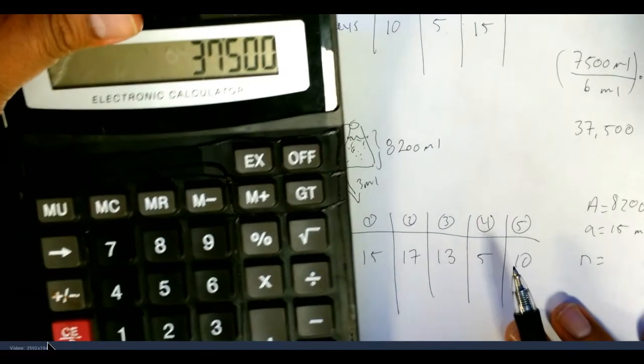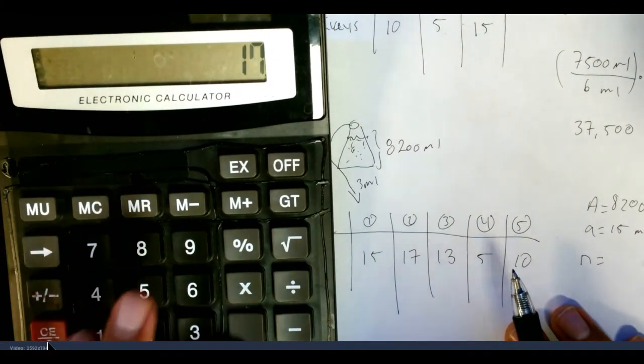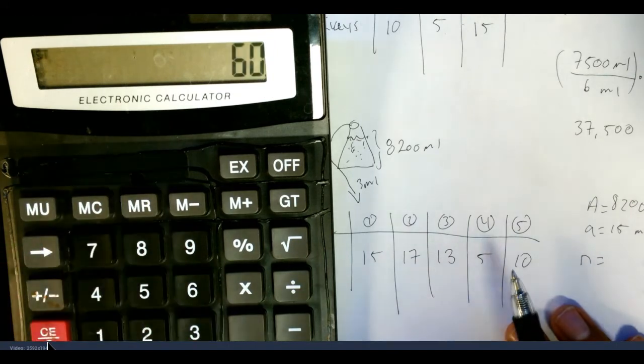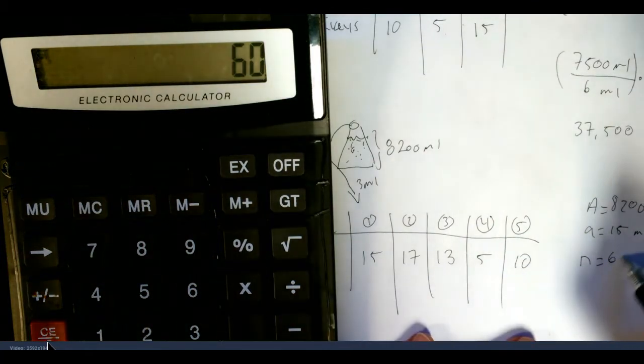So I can do this in my head, but let's do it in the calculator. Okay, not to freak all you guys out. 15 plus 17 plus 13 plus 5 plus 10. We found 60 inside of those 15 mLs.